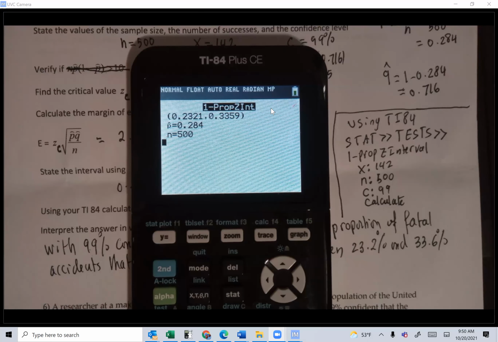Here's the interval. Does it match with what we did? Yes. 0.232, 0.33, and if you round this to 3 decimal places, it will be 0.336. Exactly what we did, guys. That's the interval. Not only will the calculator give you the interval, it gives you p hat, and will confirm that the sample size was 500. Any questions? That's how you find the confidence interval for the proportion.